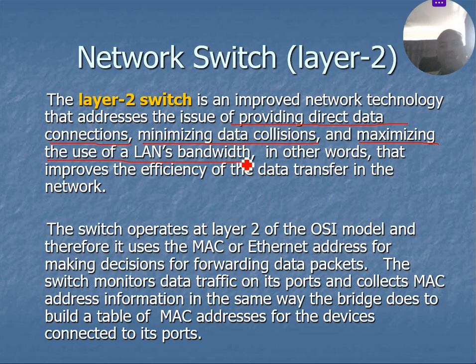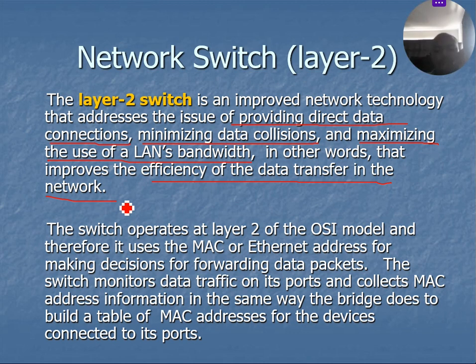So we've itemized some of these advantages for layer 2 switches. One, it provides direct data connections. Two, it minimizes the data collision rate. And the third is that it maximizes the bandwidth of the local area network. Maximizing the bandwidth means it will improve the efficiency of the data transfer rate in the network, because if your bandwidth is effectively used, there will be high efficiency in your data transfer rate. Okay, so that's that for that.